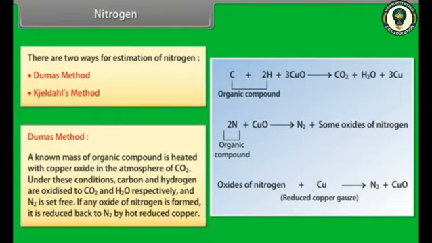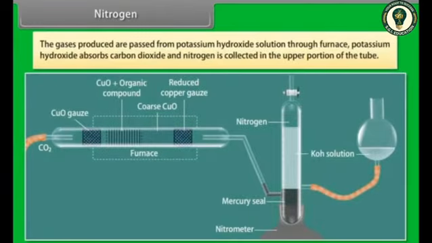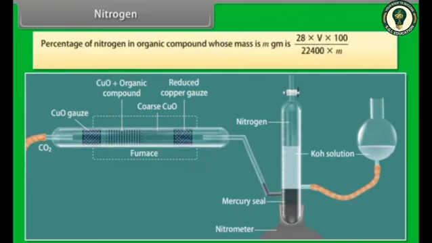If any oxide of nitrogen is formed, it is reduced back to nitrogen by hot reduced copper. The gases produced are passed through potassium hydroxide solution. Potassium hydroxide absorbs carbon dioxide and nitrogen is collected in the upper portion of the tube. Percentage of nitrogen in organic compound whose mass is m g is 28 × V × 100 divided by 22,400 × m, where V is the volume of nitrogen at STP.